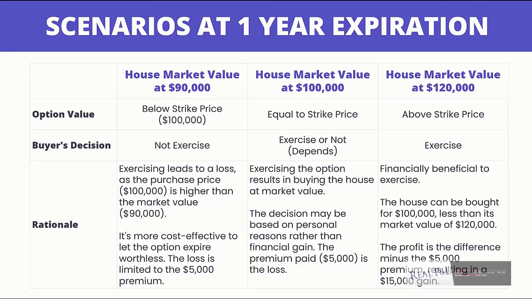Let's say the market value goes to $120,000. So it's above the strike price of $100,000. The buyer will exercise because it's financially beneficial to do so. The house can be bought at $100,000, less than its market value of $120,000. The profit is the difference minus the $5,000 premium, don't forget about that, resulting in a $15,000 gain.